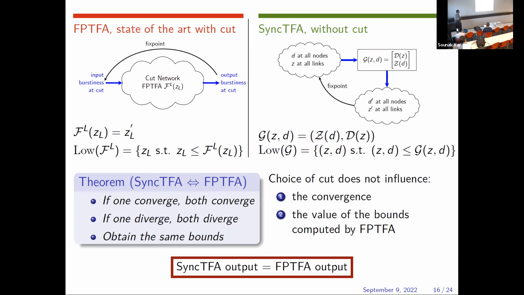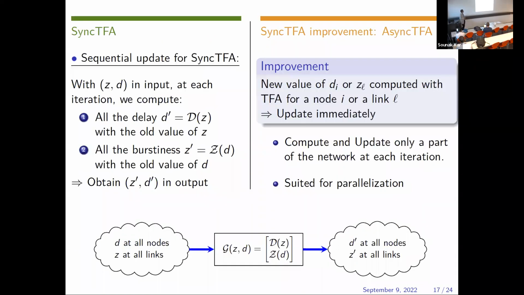It shows another thing: whatever the choice of the cut we make on FPTFA, it is equivalent to sync TFA. We have the same convergence, whatever the cut we consider. So the FPTFA algorithm finds the same unique bounds, whatever the cut we consider. Now we see that CTFA does a sequential update at each loop, and to compute the next delay and the next burstiness, each time we use the whole value of D and the whole value of Z.